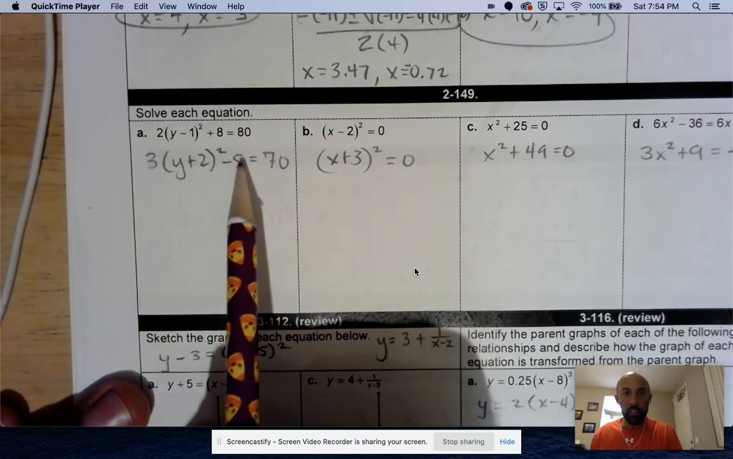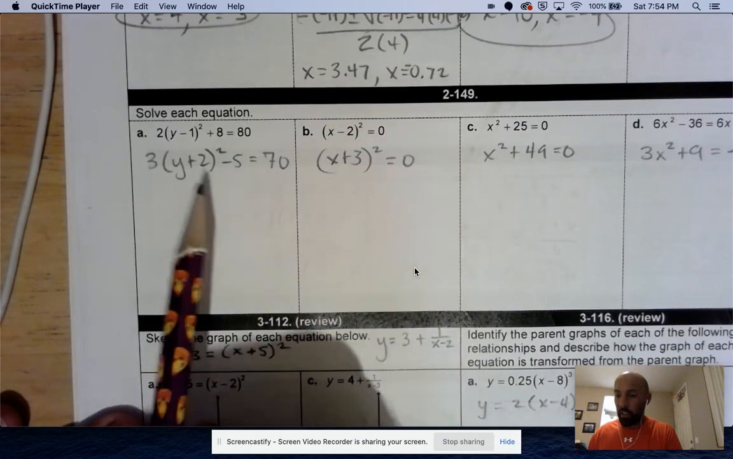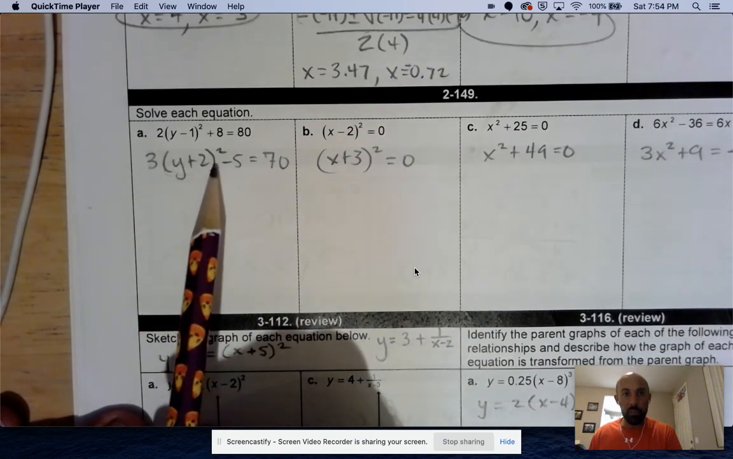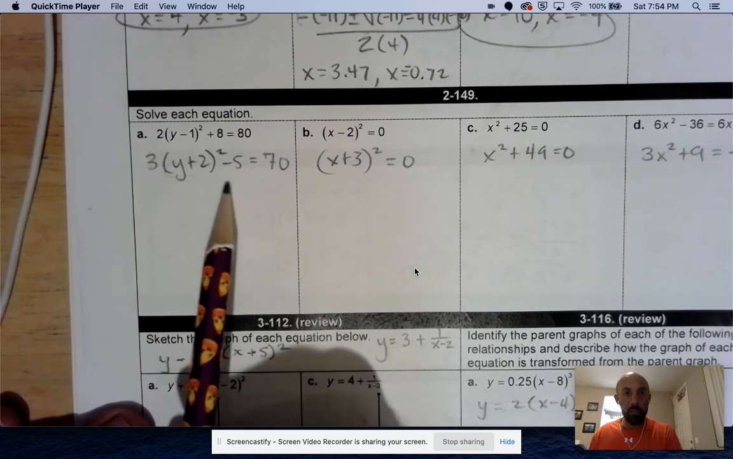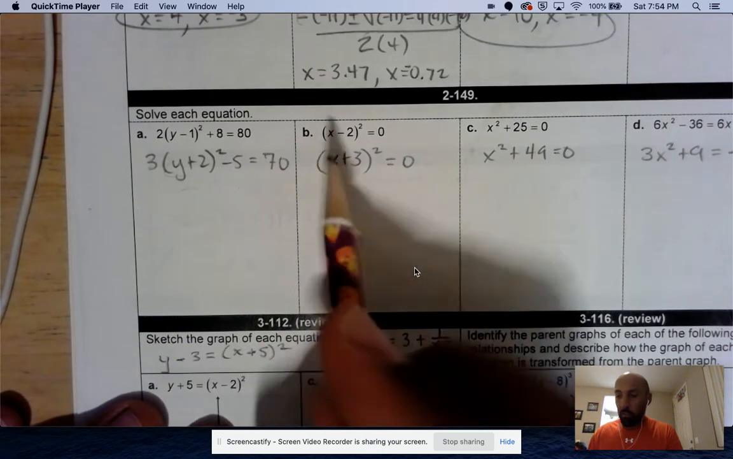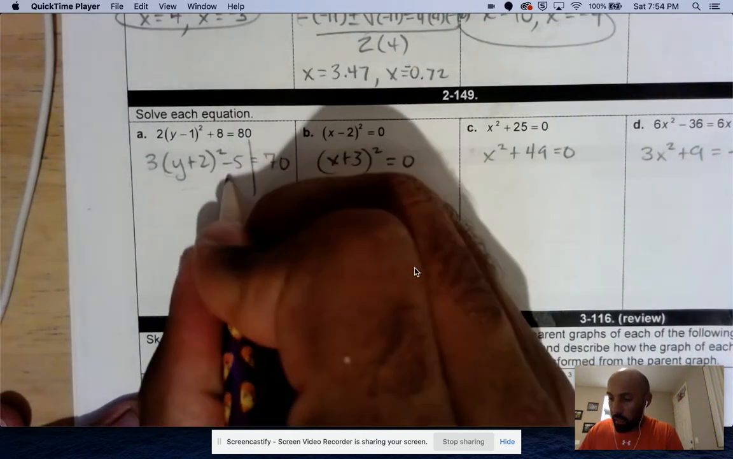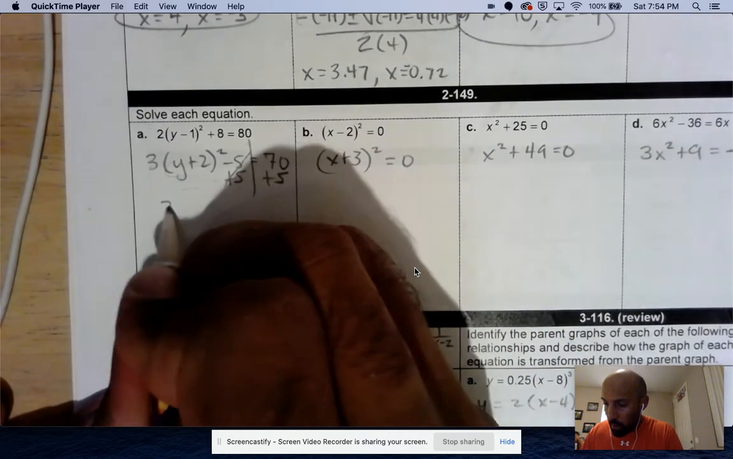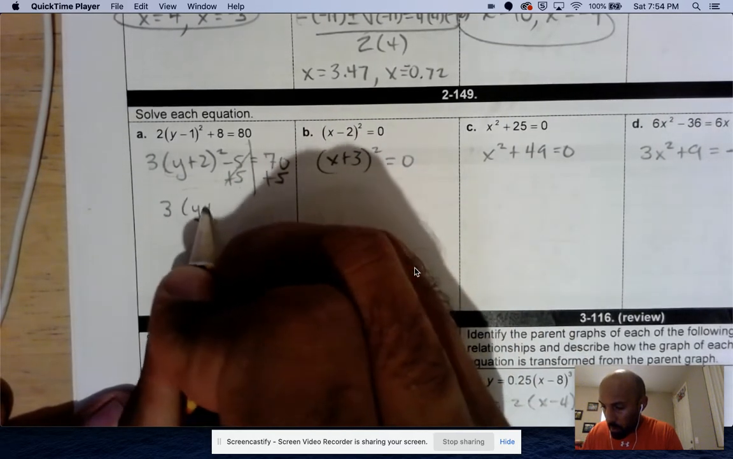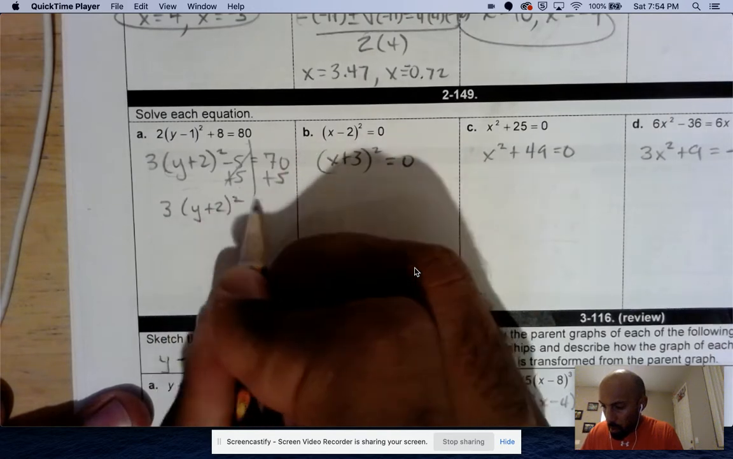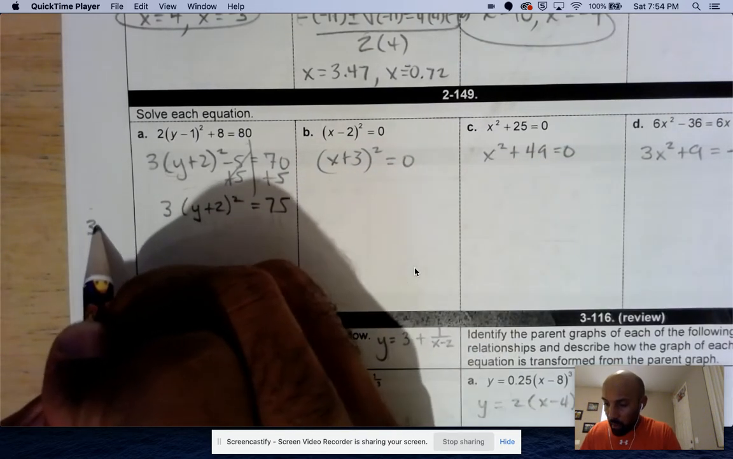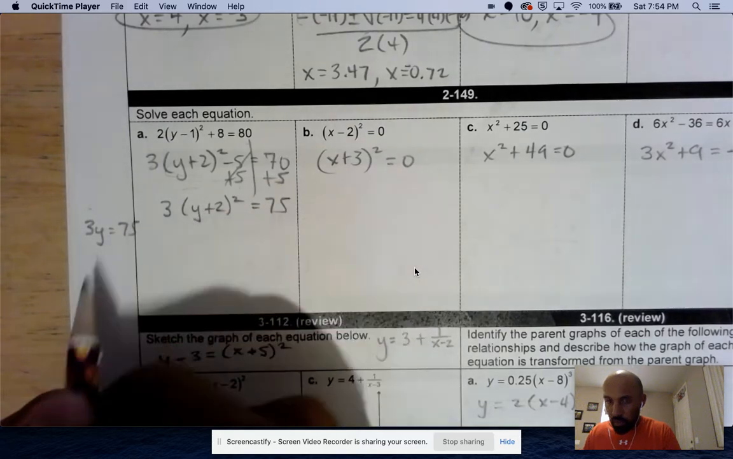Okay, so here now you want to approach this like you're solving any other equation. So first thing I want to do is get rid of, I almost want to treat this part of it like it's just y by itself, like it doesn't have this plus 2 and square thing. So what I'm going to do is get rid of one piece at a time. So first I'm going to start by adding 5 to both sides. I'm going to add 5, get rid of that. Equals 75.